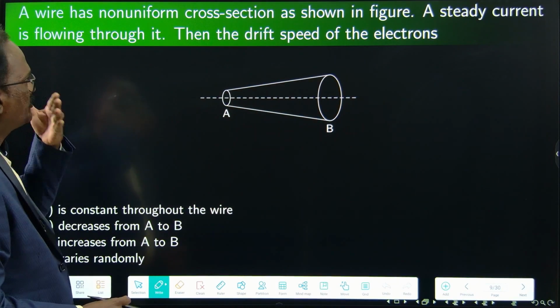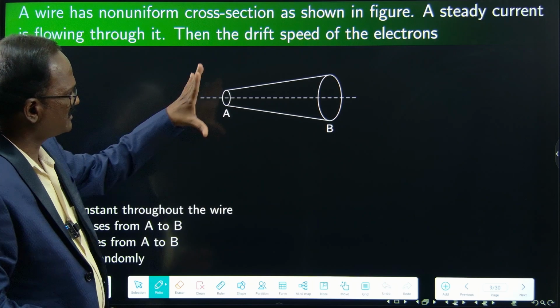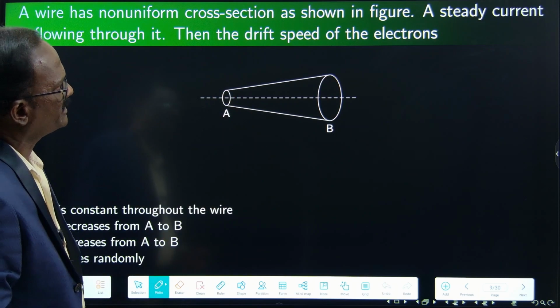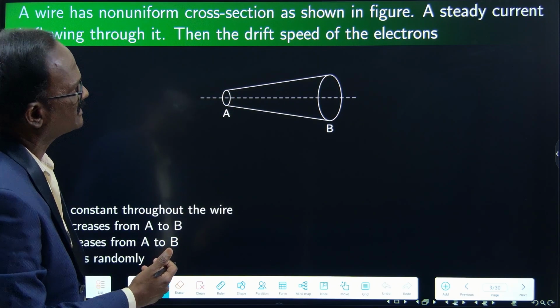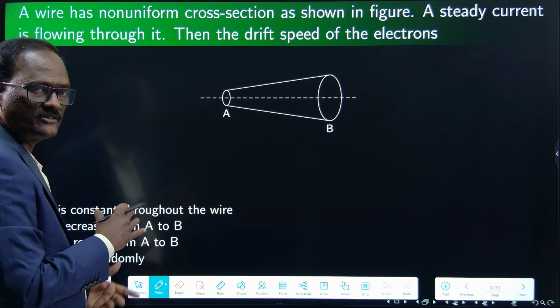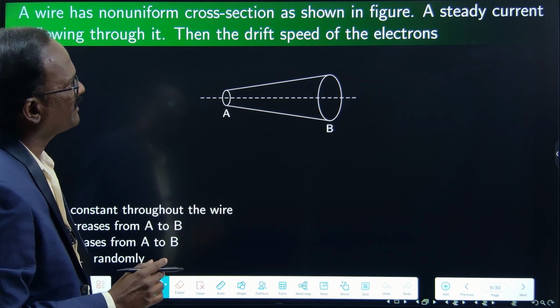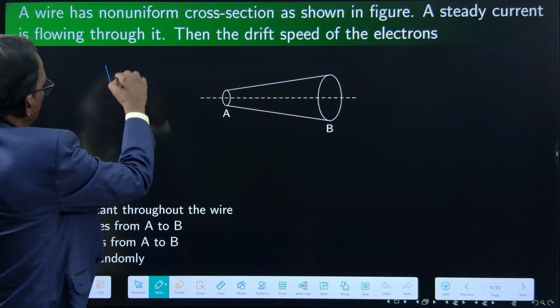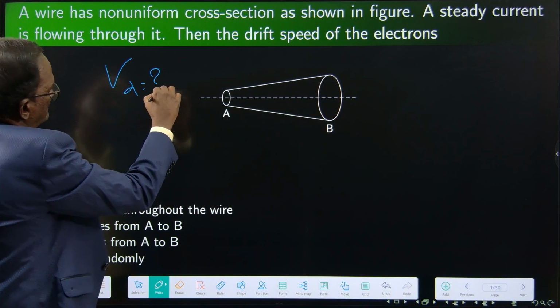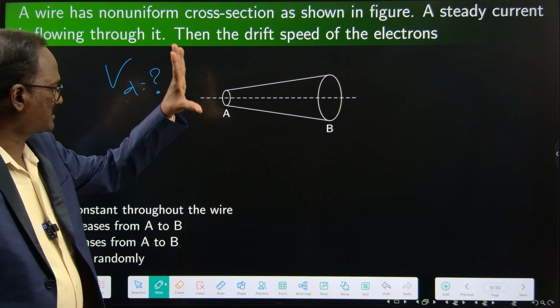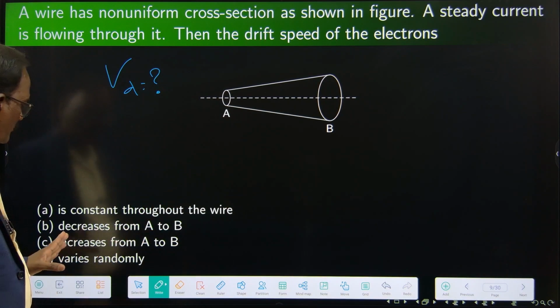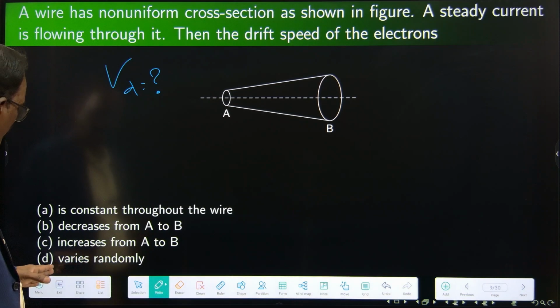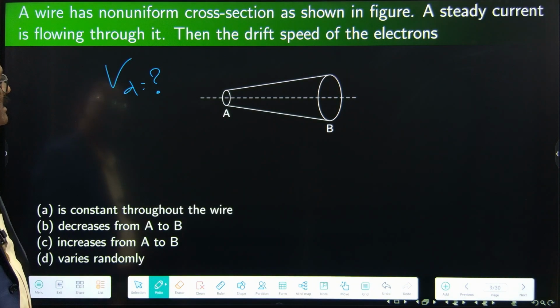A wire has non-uniform cross-section as shown in figure. Yes, it is increasing from A to B. The cross-sectional area is increasing. A steady current is flowing through it. Then the drift speed of the electrons, Vd, is what? Options: is constant throughout the wire, decreases from A to B, increases from A to B, varies randomly.